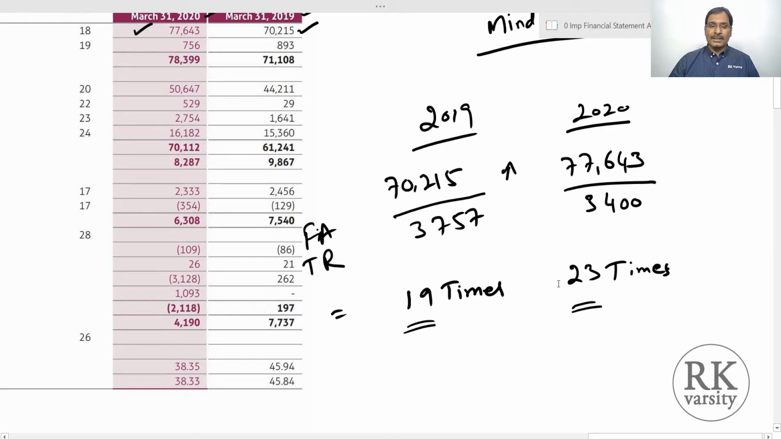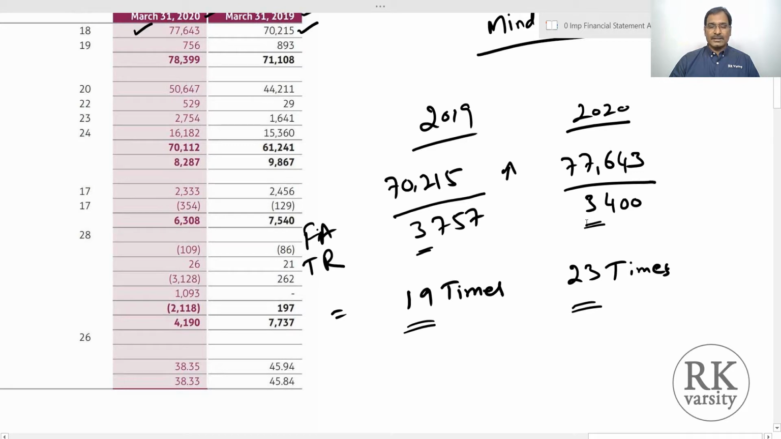That is one. And second is, if you observe the denominator, that is the amount of money invested in fixed assets, this is very low. This is 3,757 million here, and this is 3,400 million only. Whereas in case of BHEL, they have around 3,000 crore rupees of investment in fixed assets.